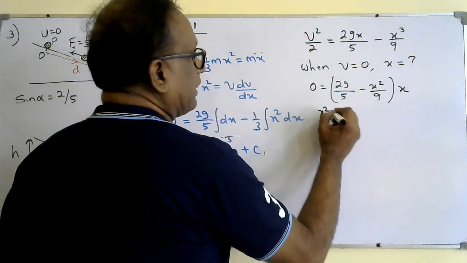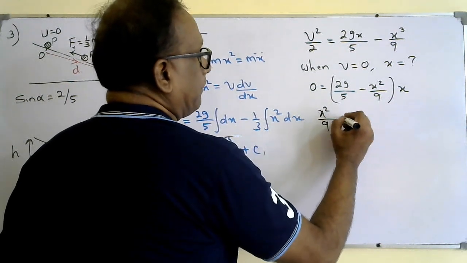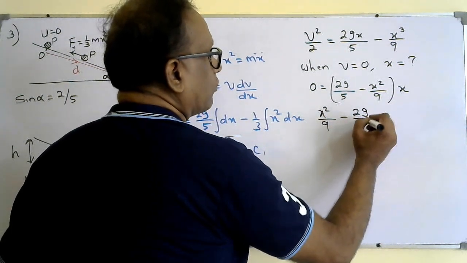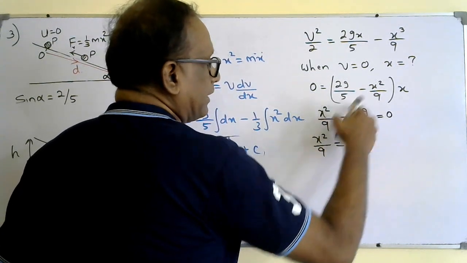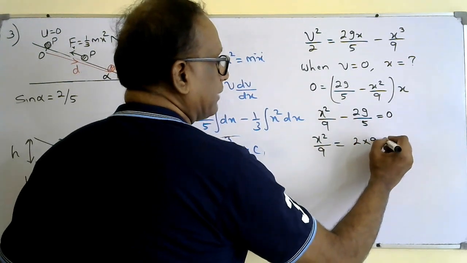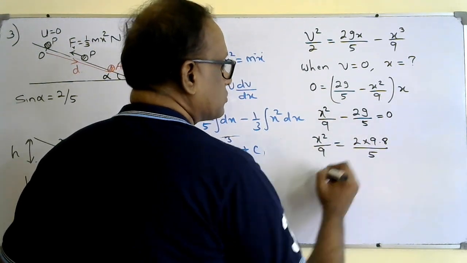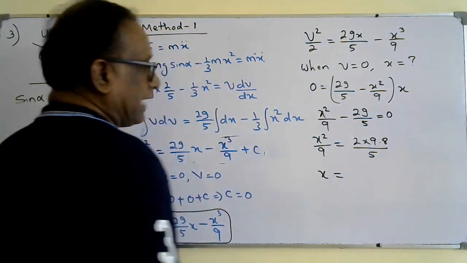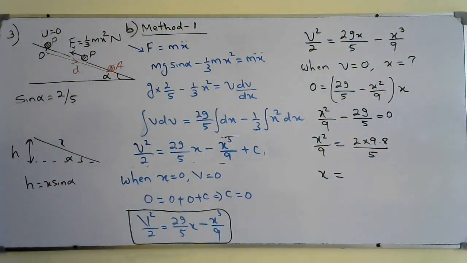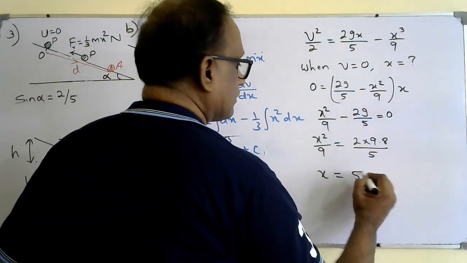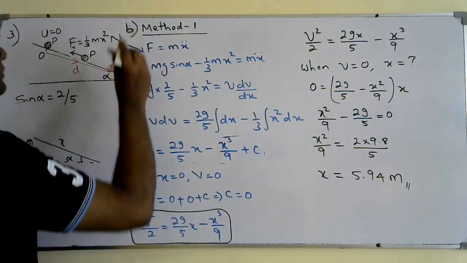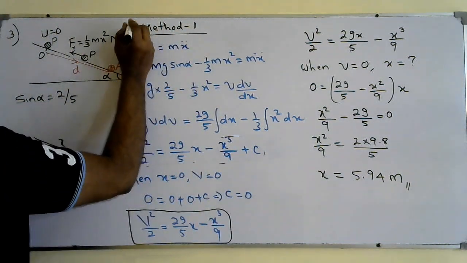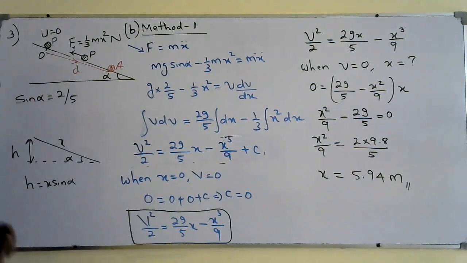So that is x squared by 9 minus 2g over 5 equals 0. Take the other side, x squared over 9 equals 2 into 9.8 over 5. Solve for x, and take the square root of it. You will get x equals 5.94 meters. This is part B, method 1.